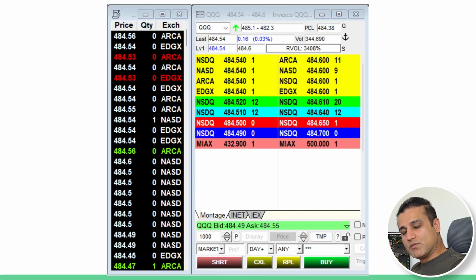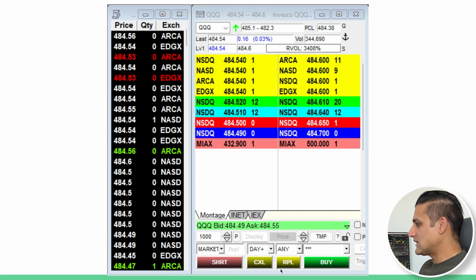So this is how the level 2 box and the tape look. If you're watching this video, hopefully you have already seen the level 2 box and the tape and have some sort of an idea. But if you go over it, this is the level 2 box. If you just focus on my cursor, this entire section is the level 2 box. The left-hand side is the bids and the right-hand side is the offers.